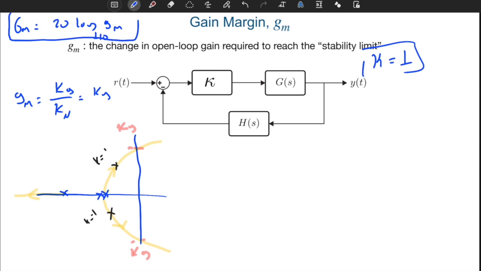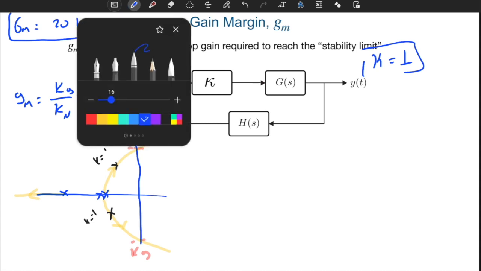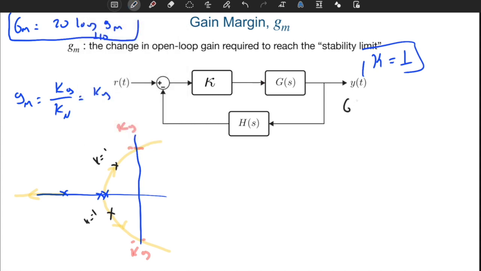We know that G_OL(jω) has a solution, right? G(jω) is equal to minus 1. Yes, exactly, this should be equal to minus 1. That's great, because we already know it. Sorry for that, it's minus 1, no problem.